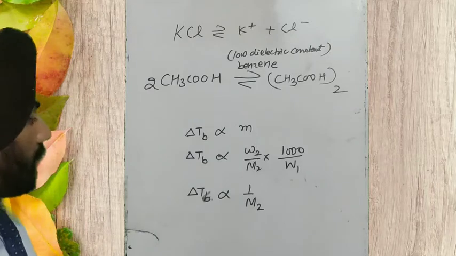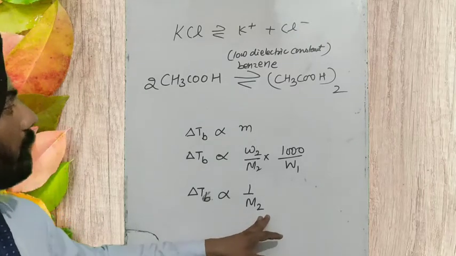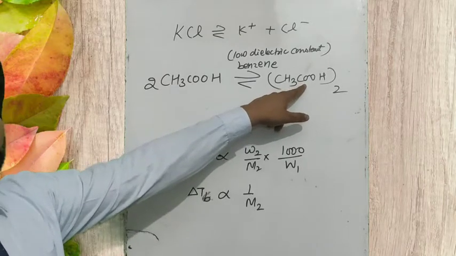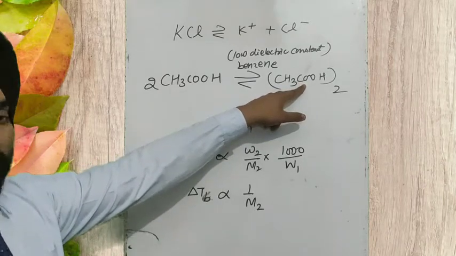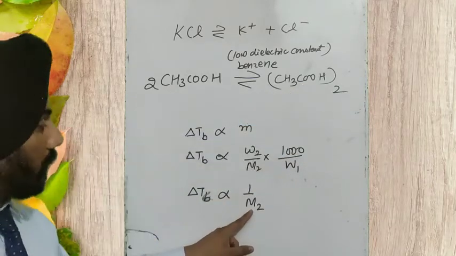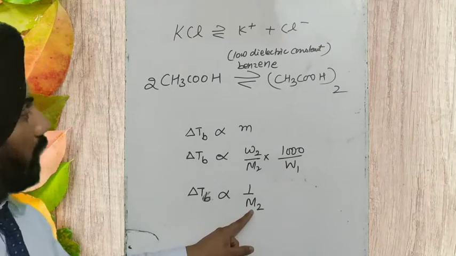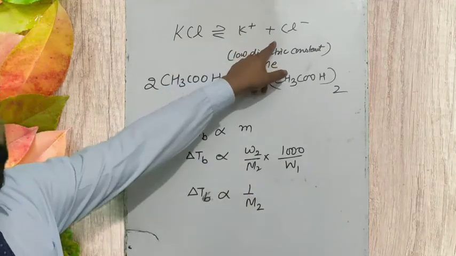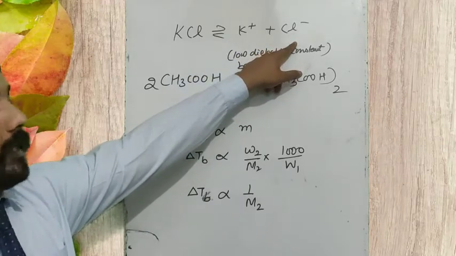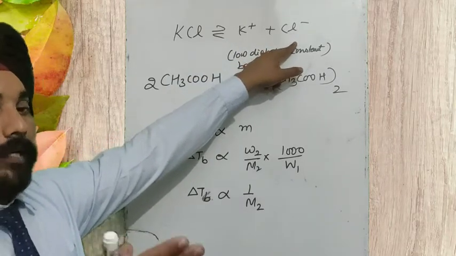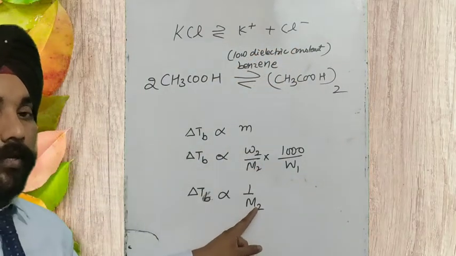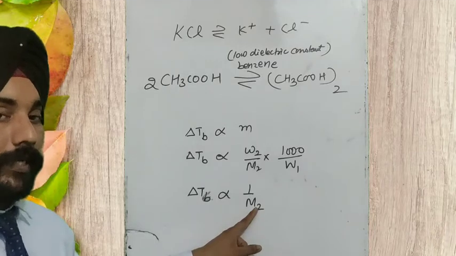So colligative property is inversely proportional to molecular mass. If, in case of association, the number of particles was decreasing, colligative property was decreasing, so molecular mass was increasing. Opposite: in case of association, what happens? The number of moles of solute particles is going to increase, so colligative property is going to increase, so molecular mass is going to decrease.